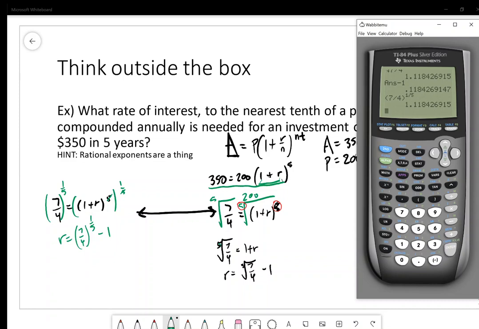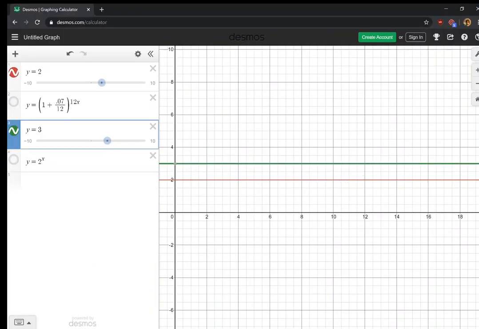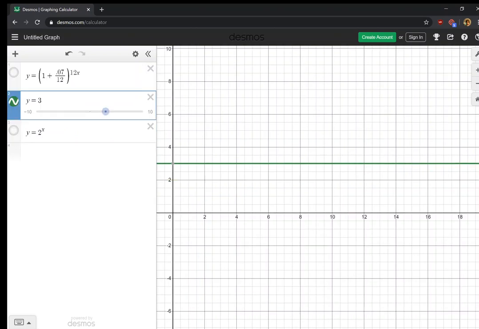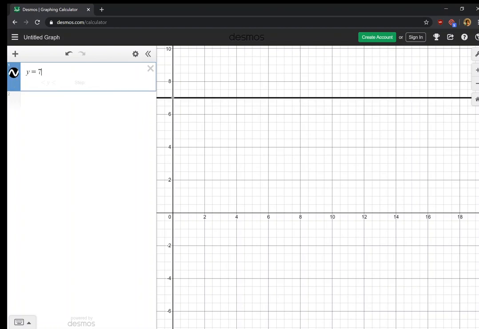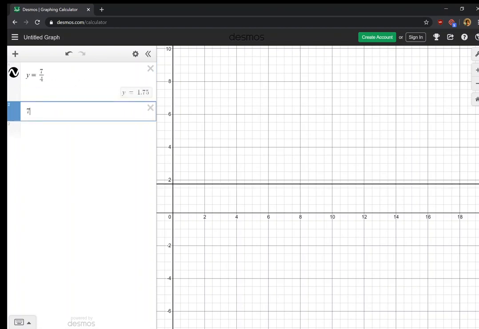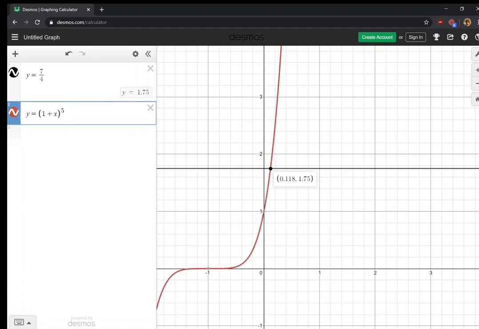Okay, there's another way to look at it that I wanted to show you, and that's by using Desmos. So let's get rid of all these things here. If we typed in y equals 7/4 and we typed in y equals (1 plus x) to the fifth power, ooh, that's not y, that's 7. Sorry. Now we can go and see where these graphs intersect, and the x coordinate will be the one that we are looking for. So 11.8%.